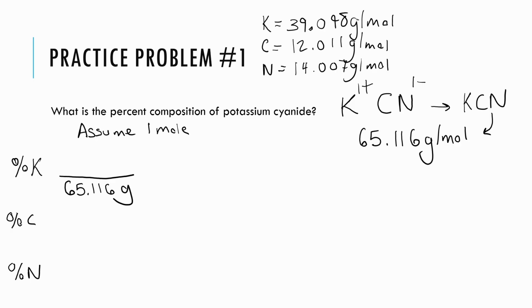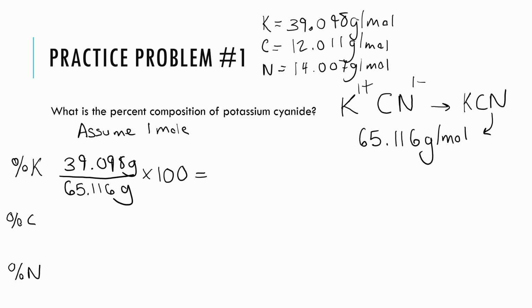Now we want, let me get my laser pointer, we want the potassium first. So we are going to do 39.098 grams. Because again, 1 mole of potassium is 39.098 grams. Then we're going to times this by 100. We're timesing it by 100 to make this a percentage.